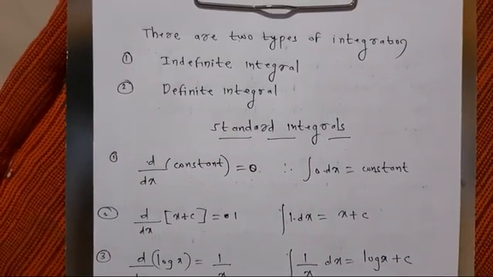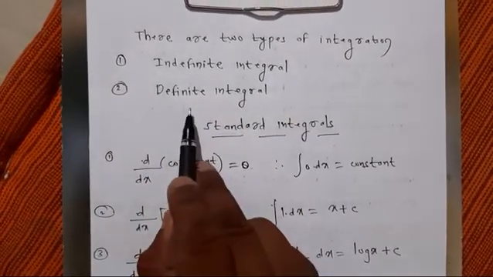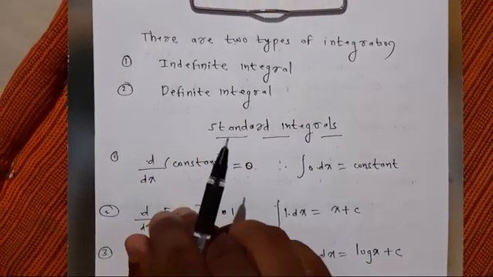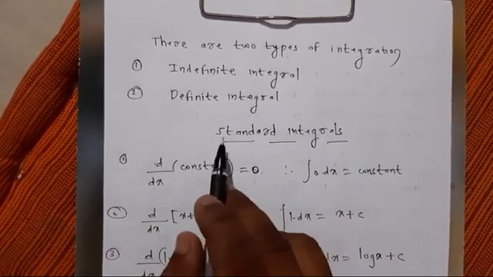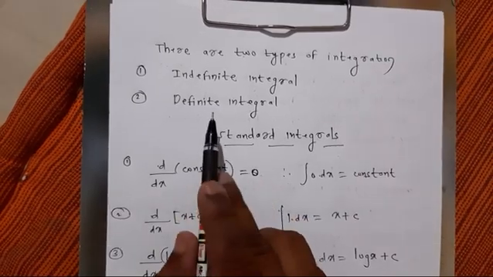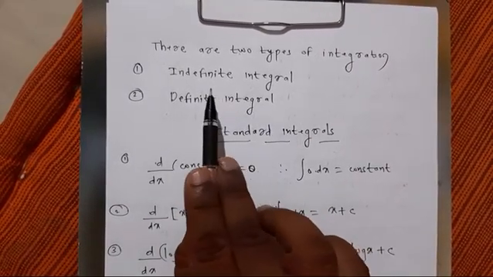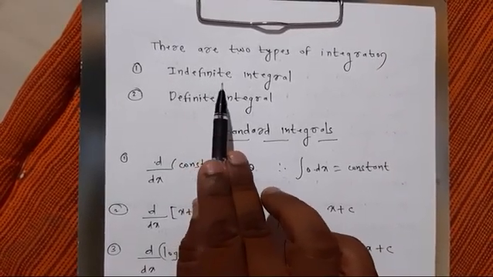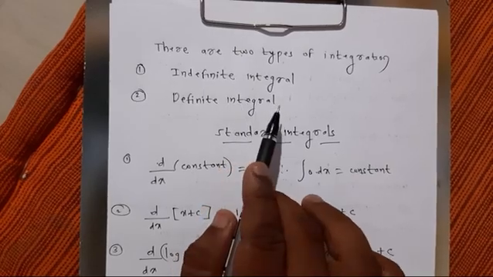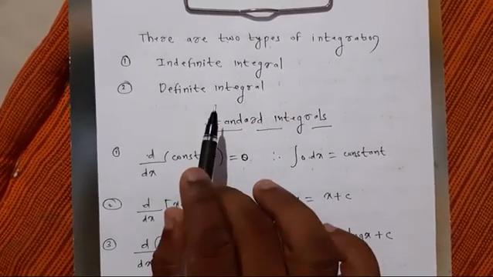There are two types of integration. One is indefinite integral and the second one is definite integral. First we will discuss indefinite integral. The difference between definite and indefinite integral is that the definite integral is related to application. In the case of indefinite integral, I am going to add one constant, and that constant is called the integration constant.